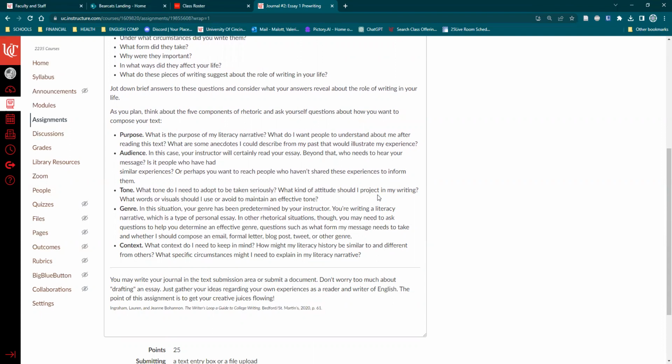So think about the purpose. What is the purpose of the literacy narrative? What do I want people to understand about me after reading this text? What are some anecdotes I could describe from my past that would illustrate my experience?